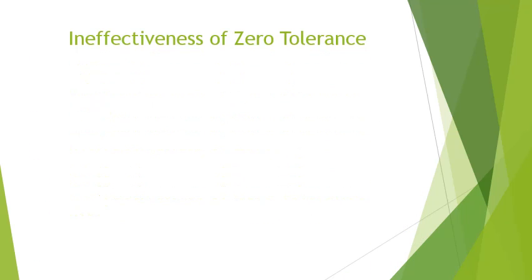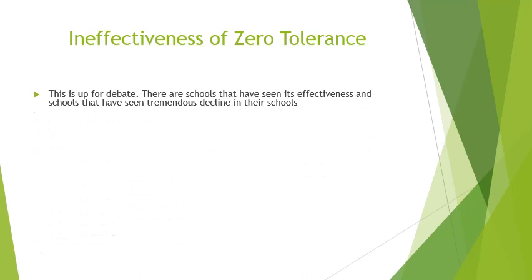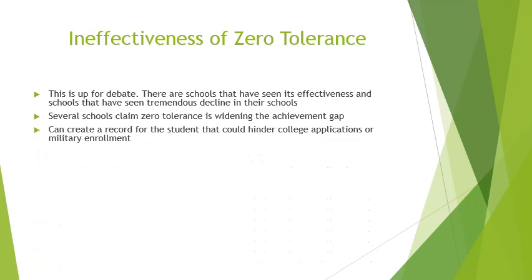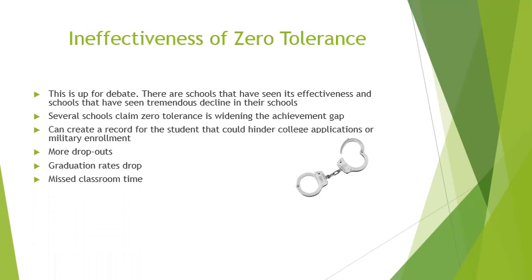The ineffectiveness or effectiveness of zero tolerance policies is up for debate. There are schools that have seen its effectiveness and schools that have seen its tremendous decline in their schools' behavior, atmosphere, and attendance. Several schools claim zero tolerance is widening the achievement gap. With these policies, students can get into a heap of trouble. This can create a record for the students that could hinder college applications or military enrollment. Schools with these policies are finding they are plagued with more dropouts, and subsequently their graduation rates drop. Students are missing valuable learning hours and being made to be left home alone, or even worse, on the street.